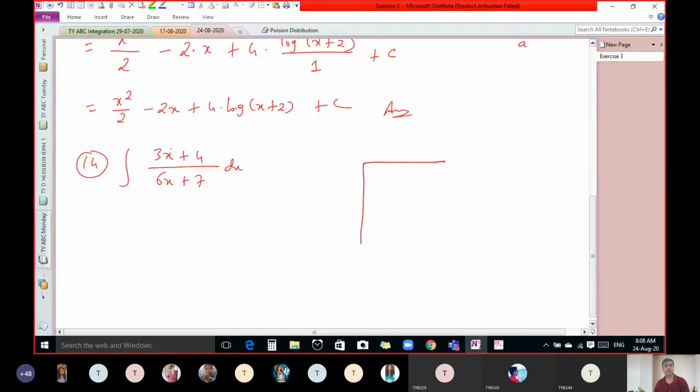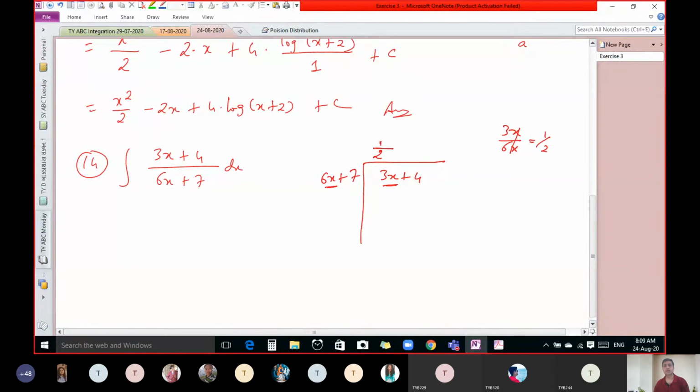What you have to do? Numerator you have to write here, and this denominator you have to write here. Now the method is this: first term, that means 3x divided by 6x. X will cancel, 3 cancel. We get 1 by 2. So you have to write here 1 by 2.